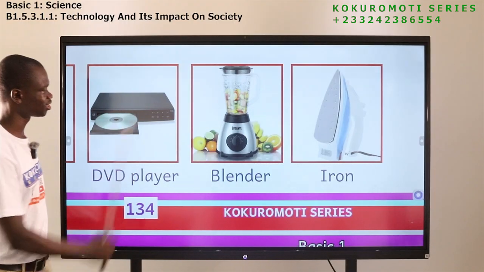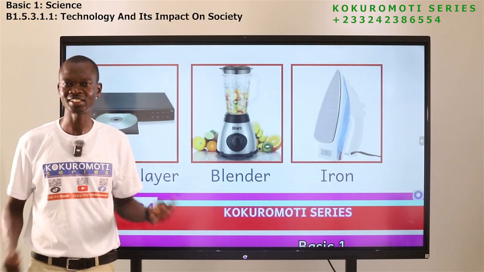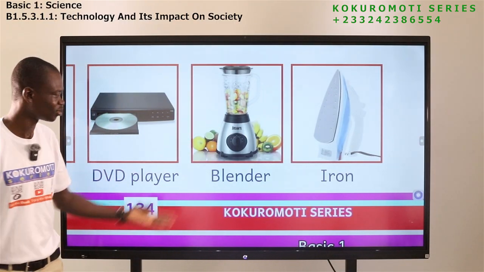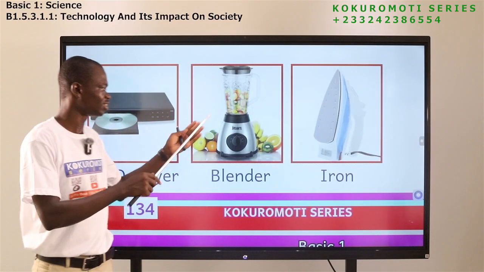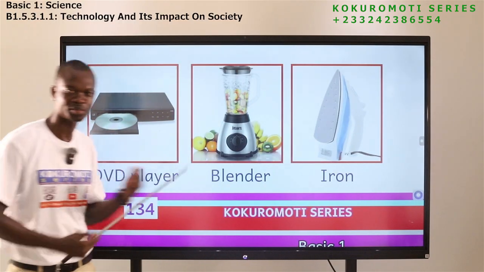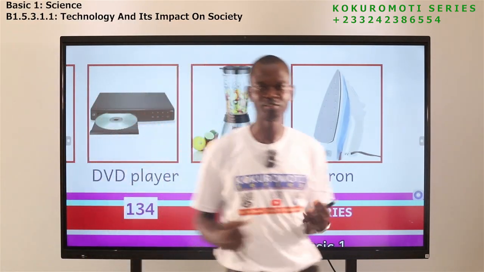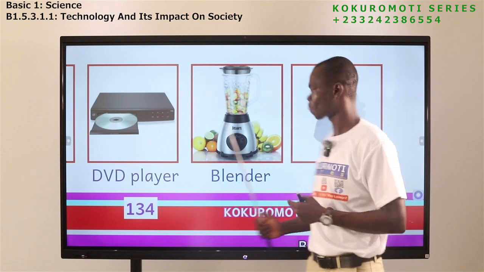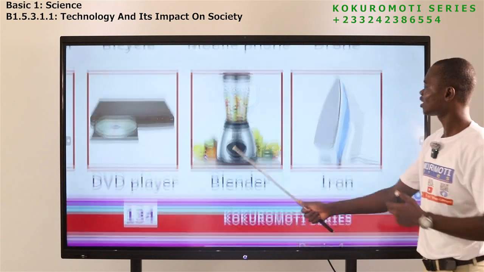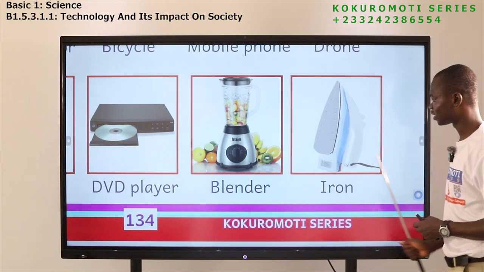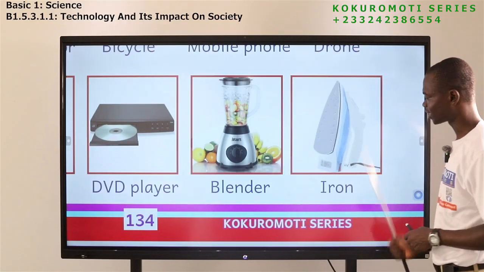We have this. We mostly find this in our mother's kitchen or in our kitchens. So this is called what? Blender. It is used to blend food, vegetables and the rest. Anytime you are preparing food, we use this. And then the last one here is what? Electric what? Iron. This is electric iron.